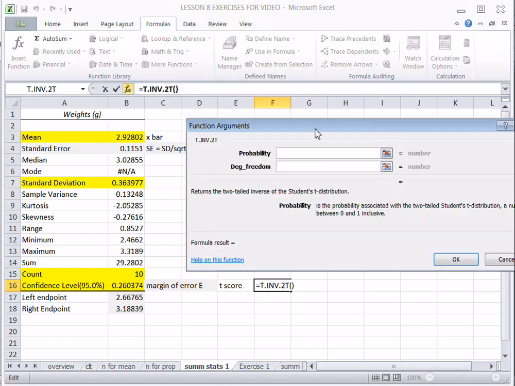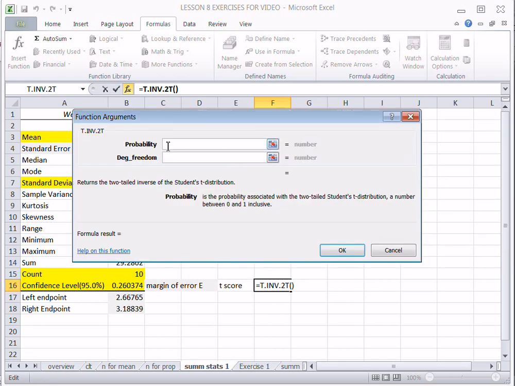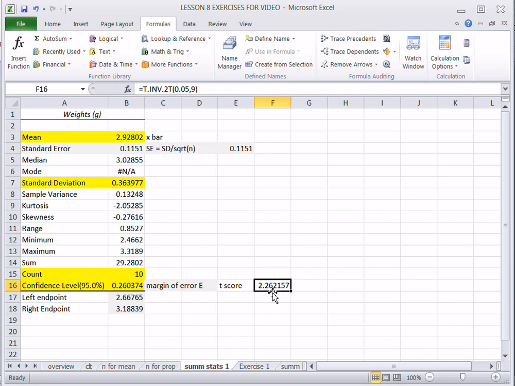So here's t-inverse 2t. And notice there's the probability. That wants the probability in the tails, the unlikely probability. And we're defining unlikely as 5% here. Degrees of freedom, 1 less than the sample size. Remember, our sample size was 10 here, so 1 less than 10 is 9. And look at that. I said a little bit more than 2. So here it is, about 2.262. So this is the t-score.